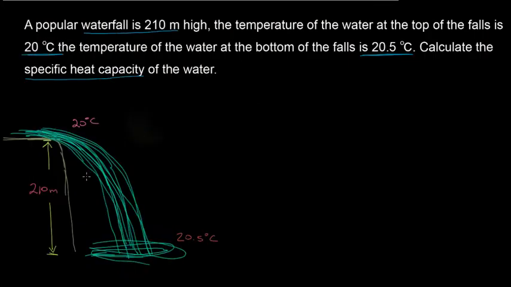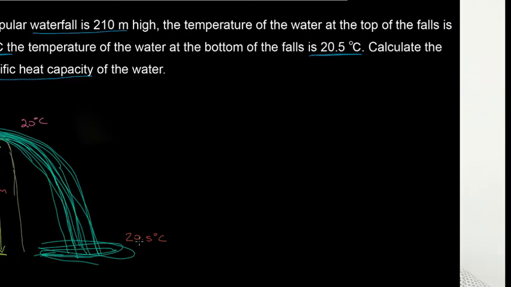So we have our sketch right here. So this is our waterfall. This is the height of the waterfall, which is 210 meters. Temperature at the top is 20 degrees Celsius and the temperature at the bottom is 20.5 degrees Celsius. Alright, so once we have made a sketch of the scenario and we have all the information from the question, we can now either make a statement based on the scenario, right? Or we can write an equation.